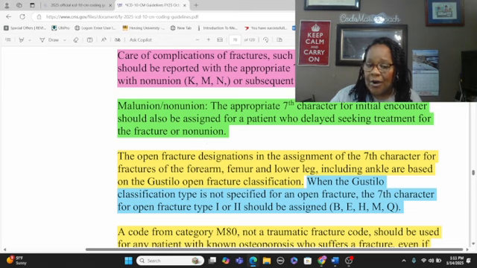Now the open fracture designation in the assignment of the seventh character for fractures of the forearm, femur, and lower leg, including ankle, are based on Gustilo's open fracture classification. And when the Gustilo classification type is not specified for an open fracture, then the seventh character for open fracture type 1 or type 2 should be assigned. And that's where your seventh character B, E, H, M, or Q come into play.